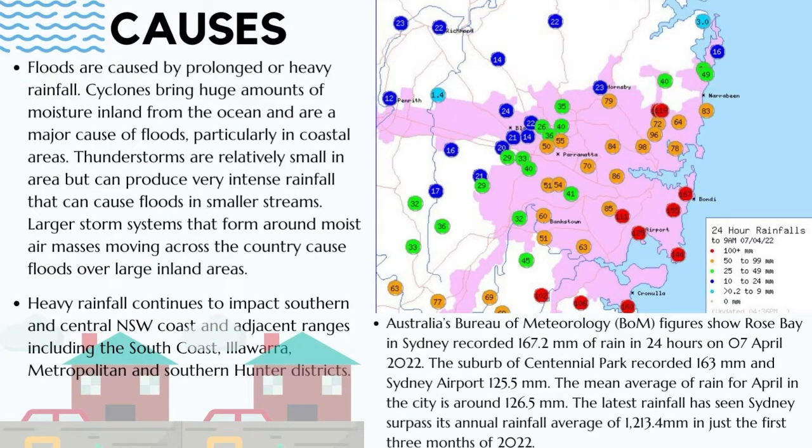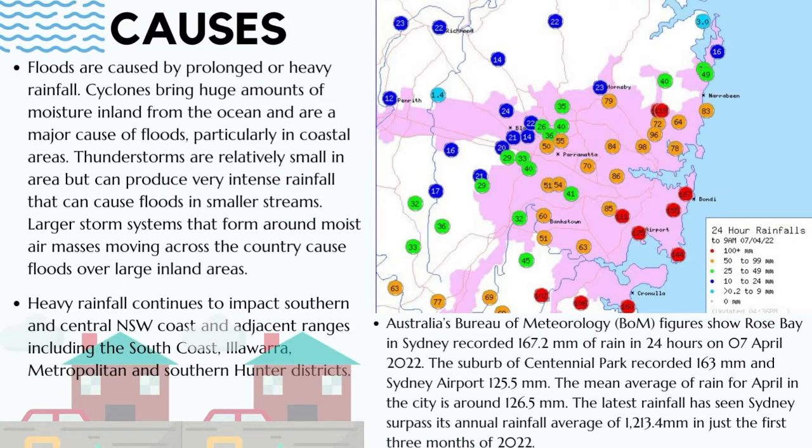Cyclones bring huge amounts of moisture inland from the ocean and are a major cause of flood, particularly in coastal areas. Moreover, thunderstorms are relatively small in area but can produce very intense rainfall that can cause flood in smaller streams. Larger storms that form around moist air masses moving across the country cause flood over large inland areas.